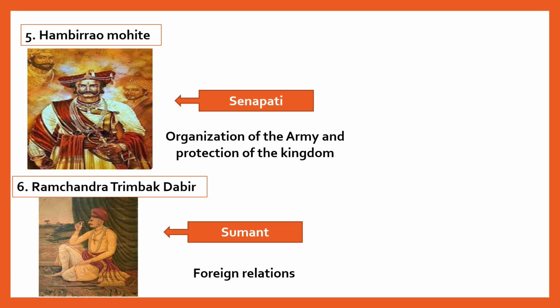The fifth was Hambir Rao Mohite. He was the Senapati. He would organize the army and see to the protection of the kingdom. The sixth was Ramchandra Trimbak Dabir. His designation was of the Sumant. He maintained foreign relations for the prosperity of the Swaraj.